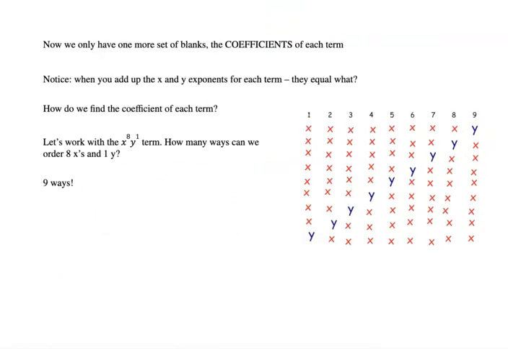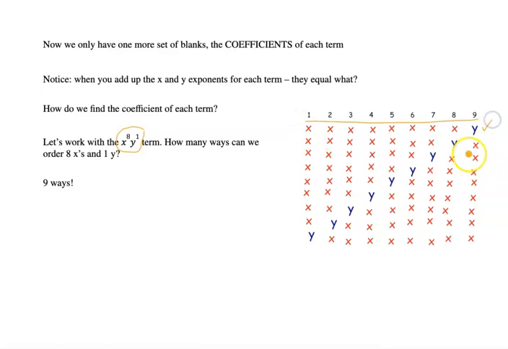So when we have, for example, the second term, x to the 8th times y to the 1st, that means we're going to have 8 x's and 1 y all multiplied together. How many different ways can we do that? Well, let's take a look. There are 9 total exponents.